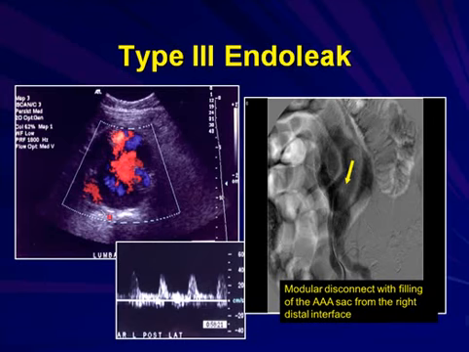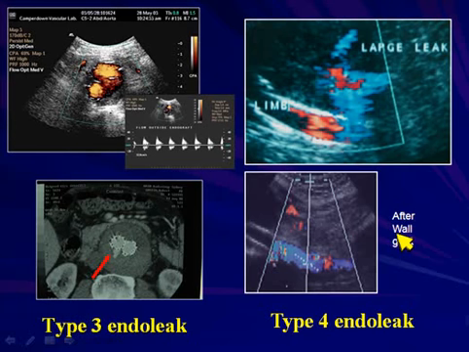Type 3 endoleak, this is a disconnect of the modular interface. Here you can see angiographically, and it was causing this big, huge leak you can see on the Doppler here by the color, right where this was disconnected here.